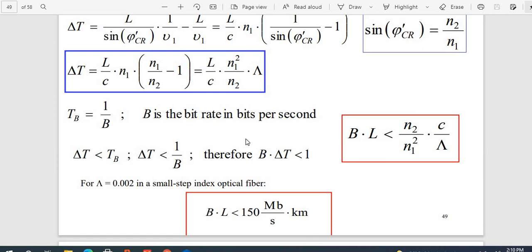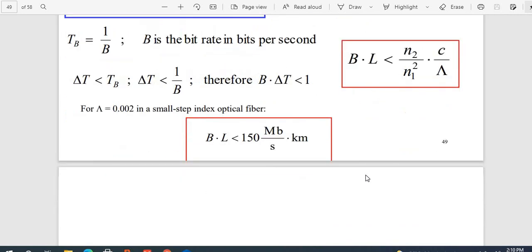So we can substitute that value in this particular parameter. So we got delta t is much less than theta b. Theta b is nothing but bit rate. So that's the reason delta t is less than 1 by b, therefore b into delta t. If you cross multiply that particular formula on the right side, we get this less than 1, or your bit rate for that one, b into L is less than n2 by n1 square into c by a.